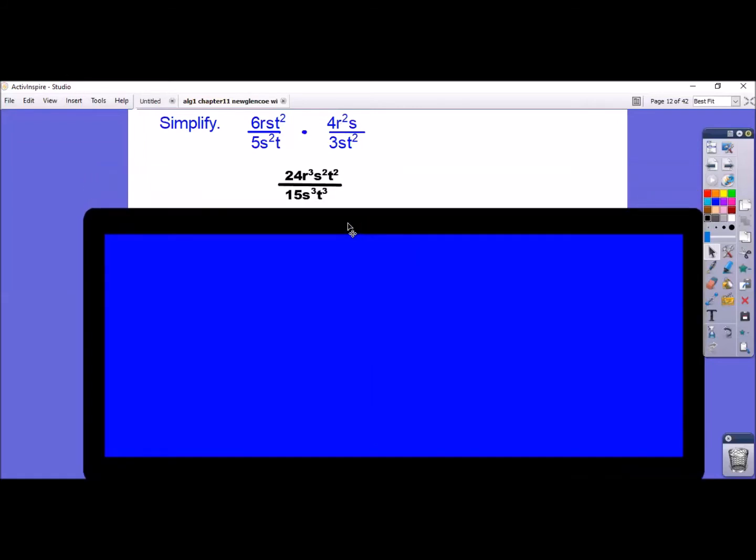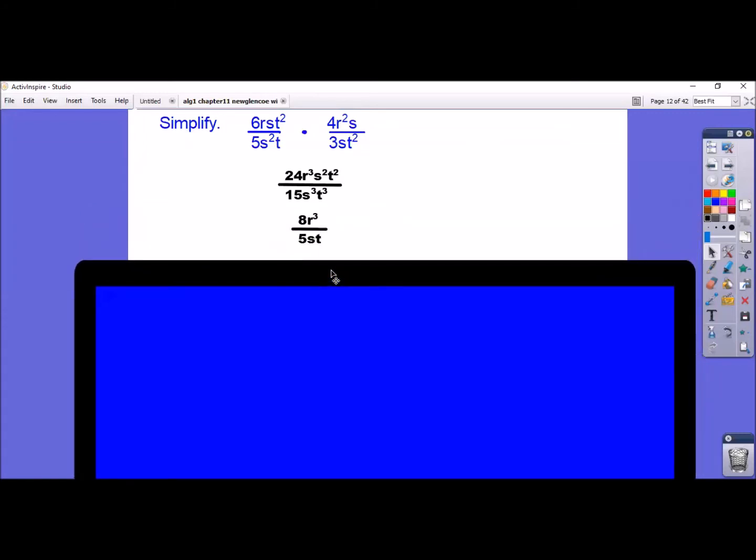And so you get 24, r to the third. See, there was an r to the first and r to the second, so it's r to the third. S times s, s squared, and then the t is still t squared. The bottom is 15, and then s cubed and t cubed. And then now you've got one fraction, and you just reduce. So look at 24 and 15. I think you can divide both those by 3. There's not another r, so it's going to stay. The s's will be s to the first on the bottom, and the t's will be t to the first on the bottom. And there's your answer.